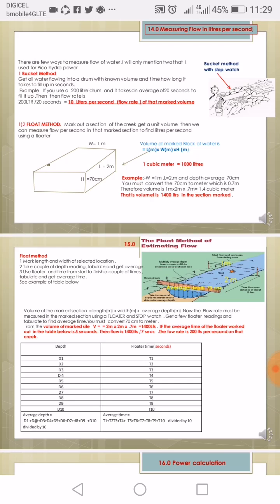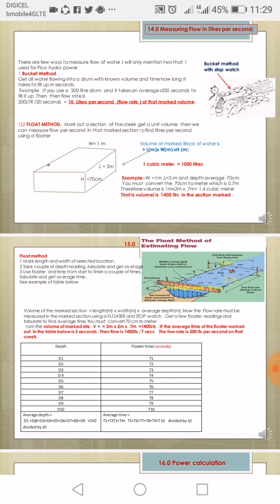You need to know the volume of the bucket. How many liters is the bucket? A 20 liter bucket, a 40 liter bucket, or a 44 gallon drum of 200 liters. If you use a 20 liter drum, you need to time it a couple of times and take the average. Use a stopwatch. Take the average time after so many trials, and you can work out the flow in liters per second.